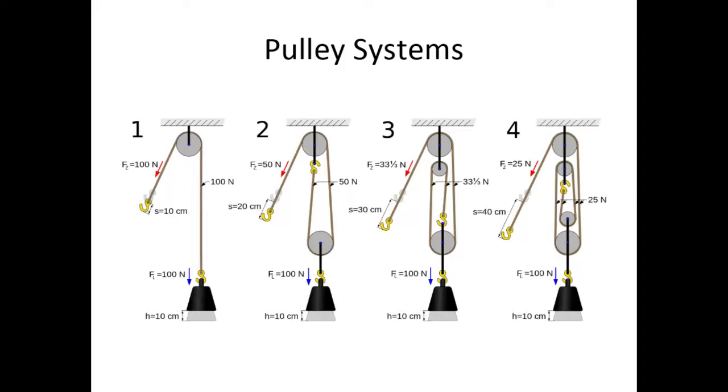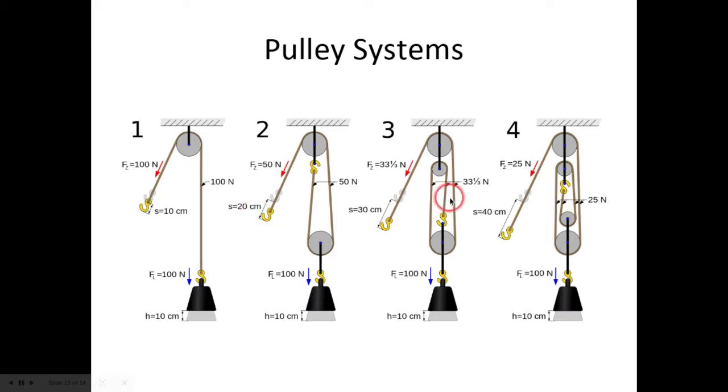Number 2, you have 2 lines here, and then this is your directional change, because you're pulling it up and you're pulling down. You don't count this one. So you have these 2 strands, so it's a 2-to-1 relationship. If I want to lift 100 newton force, I need to pull with 50 newtons. If I want to lift it 10 centimeters, I have to pull it 20 centimeters long.